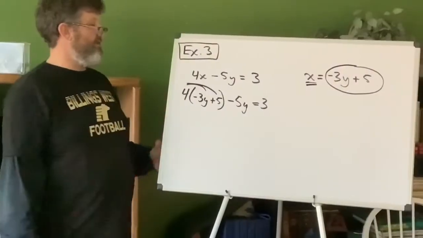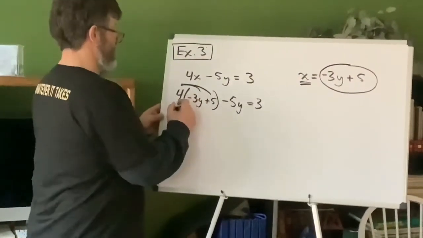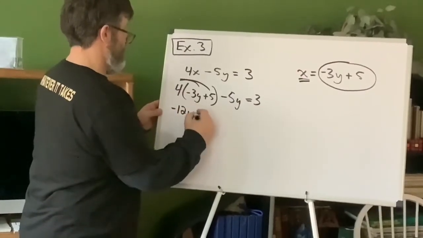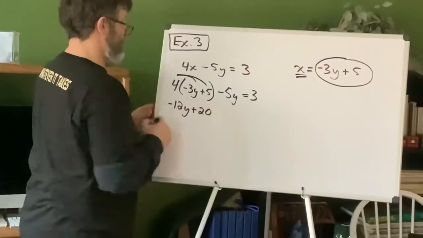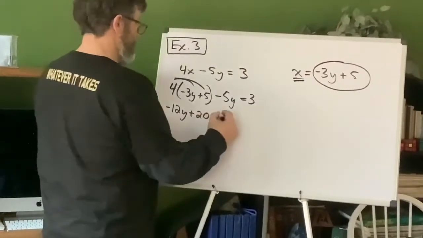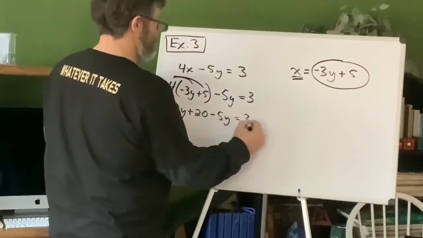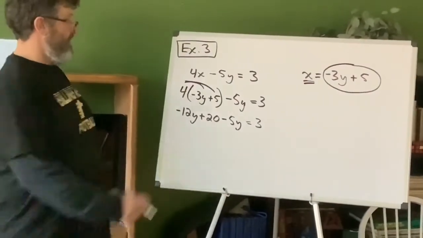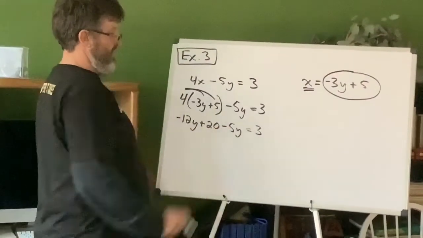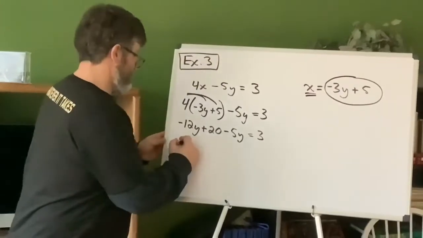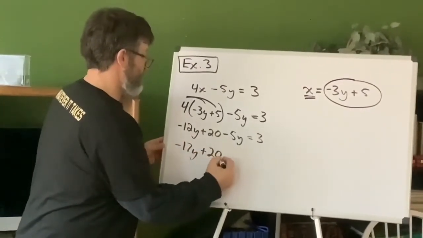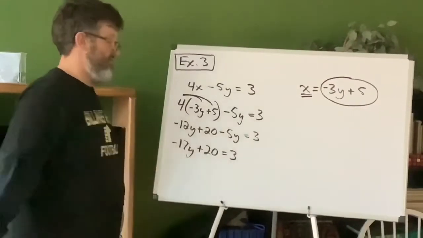Let's just see how we solve for y here. Okay, distributive property. 4 times negative 3y is a negative 12y, plus 20 minus 5y equals 3. Okay, a negative 12y and a negative 5y, that's going to be a negative 17y plus 20 equals 3.